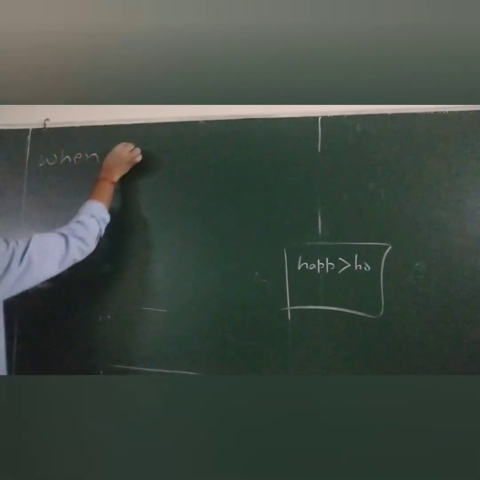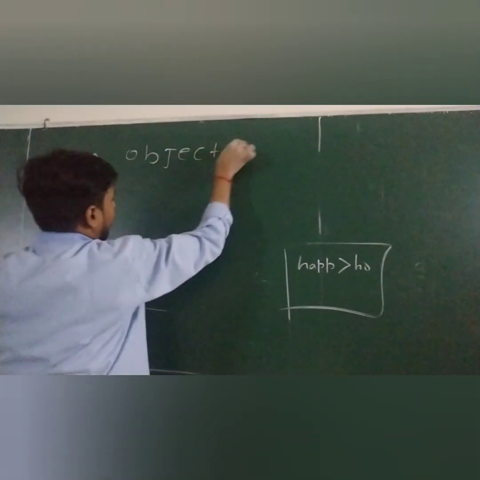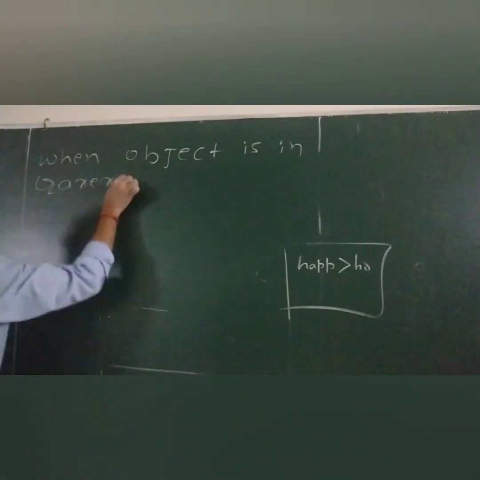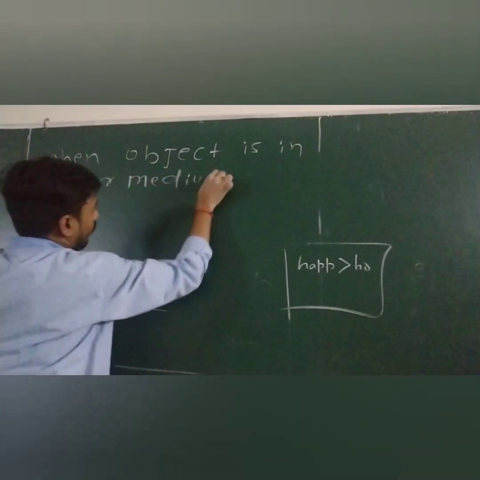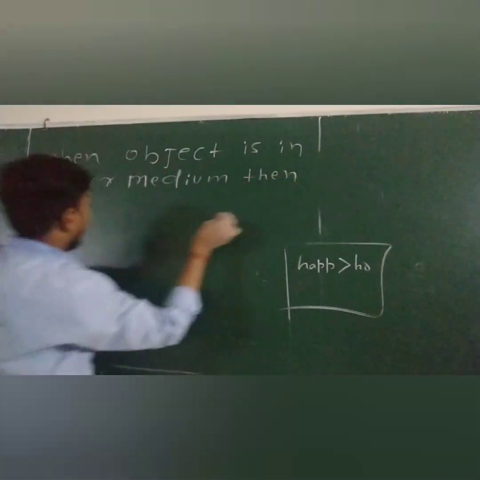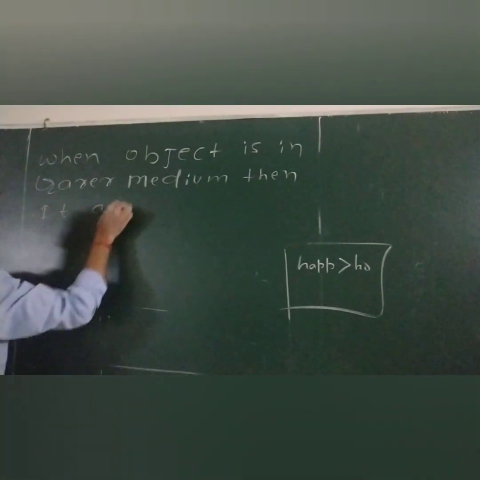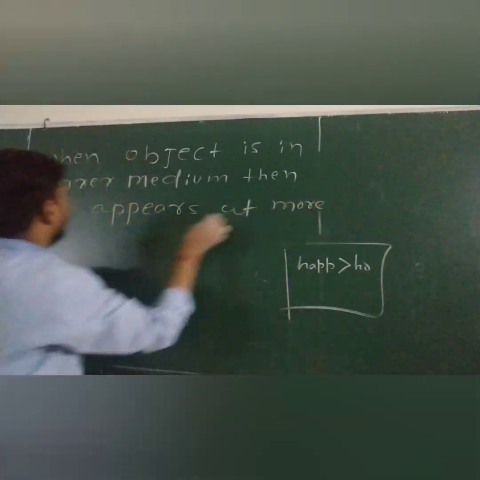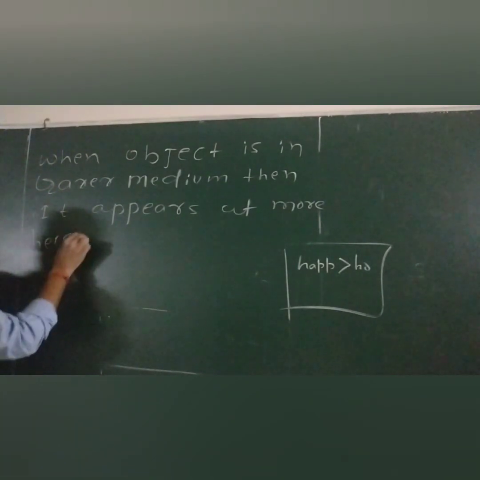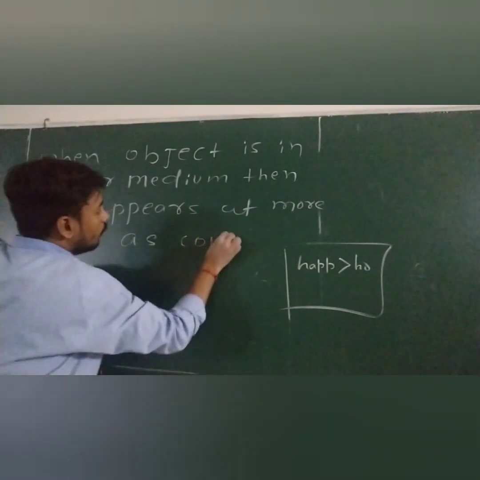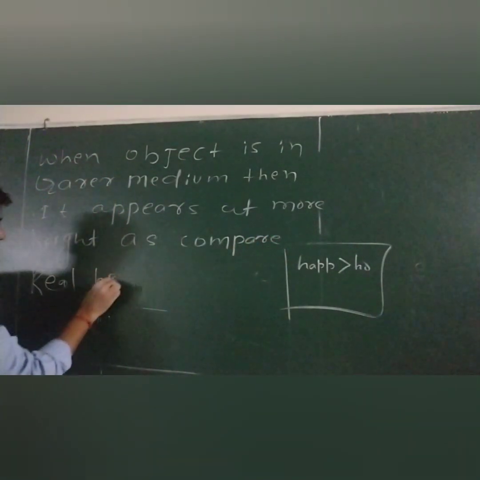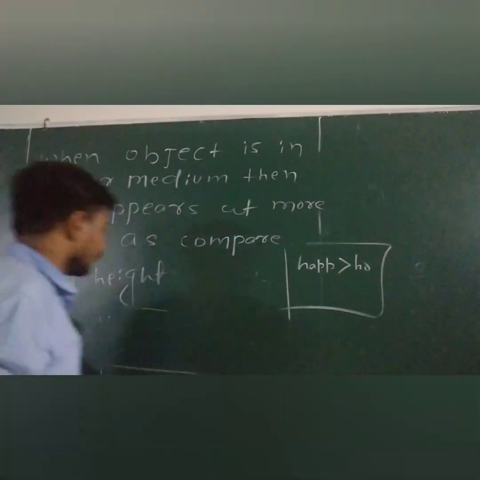When the object is in the rarer medium, then it appears at more height as compared to real height. Okay, real height.